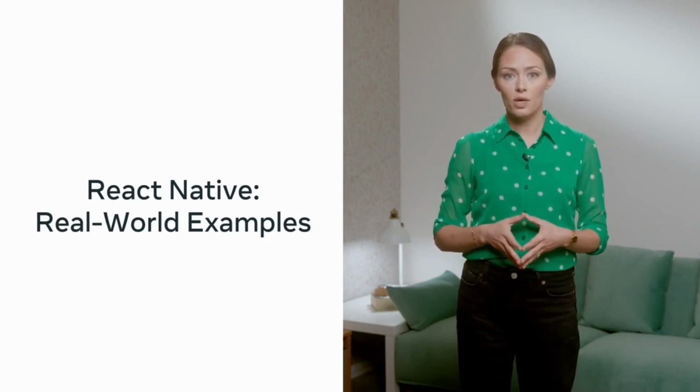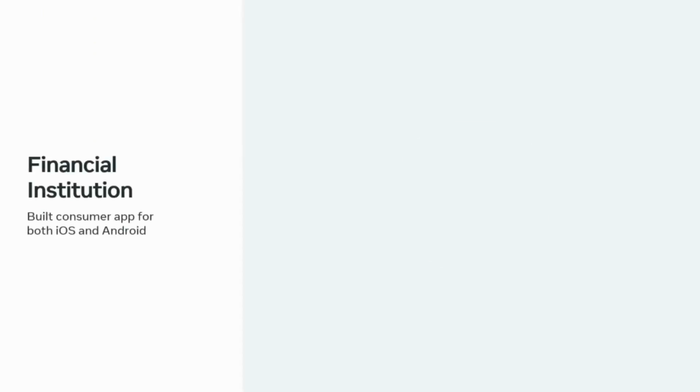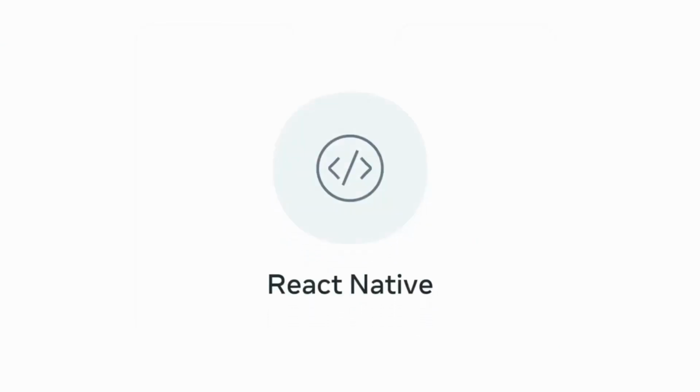Now that you know what React Native is, and you have insight into the different mobile developer roles, let's examine some real-world examples. One popular financial institution achieved greater efficiency when they adopted React Native to build their consumer mobile app for both iOS and Android. Instead of developing a separate iOS version and an Android version in parallel, with no way to share code, they chose React Native instead. This helped them share code and reduced delays and repetition.